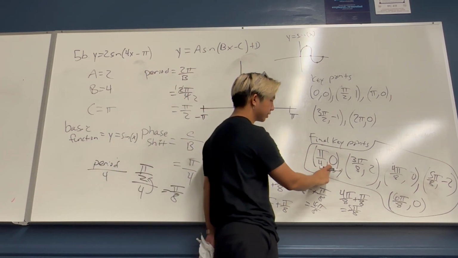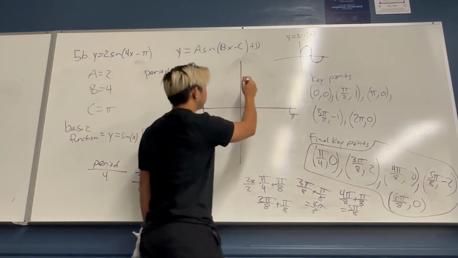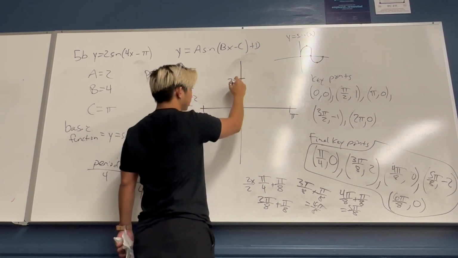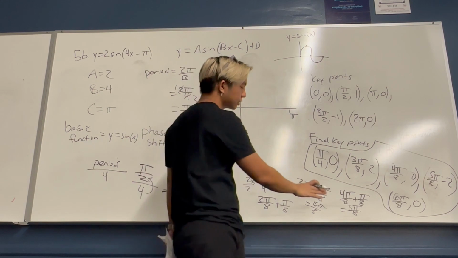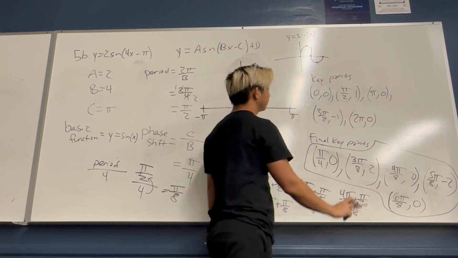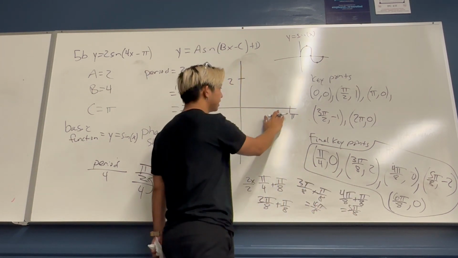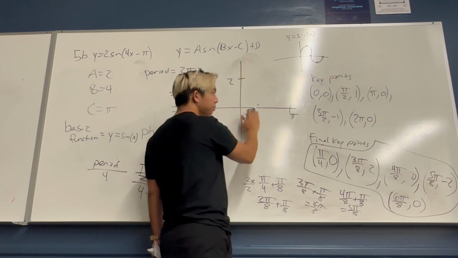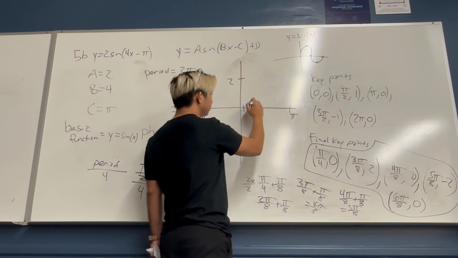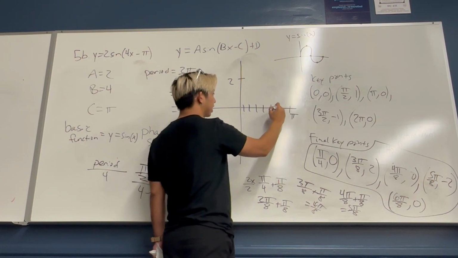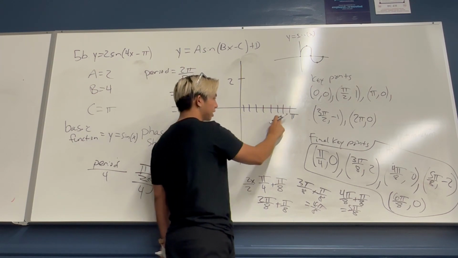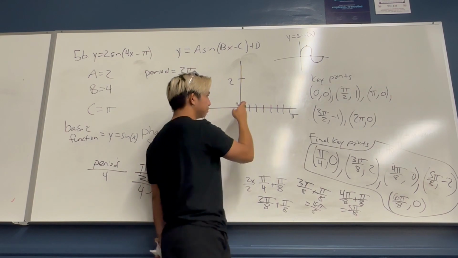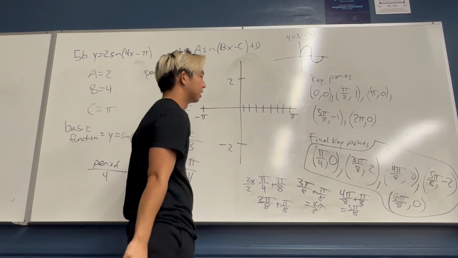And I'm going to look at our y values. We have 0 and 2, right? So I'm just going to mark somewhere in the middle here 2, and this is negative 2. And now look at our denominator. We have 8, right? So that means I want to have 8 intervals between 0 and pi here. So 1, 2, 3, 4, 5, 6, 7, and then this is our 8. So we have 8 intervals between 0 and pi. Each mark is a pi over 8.